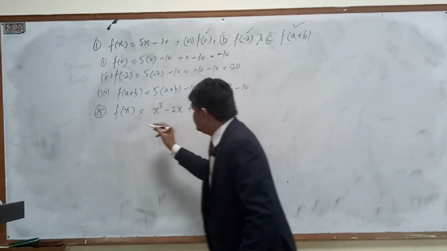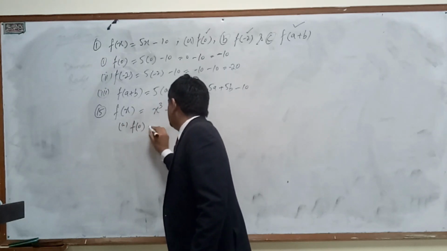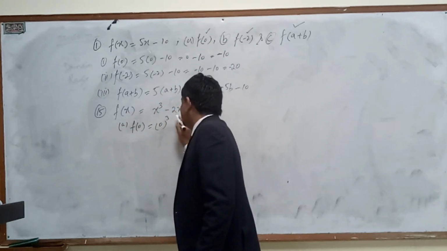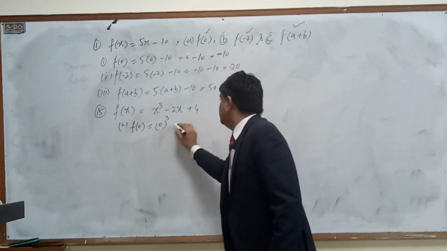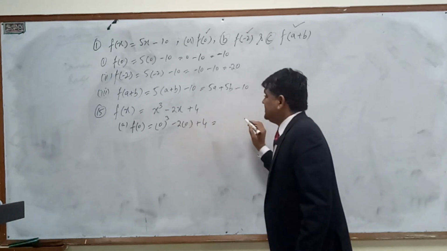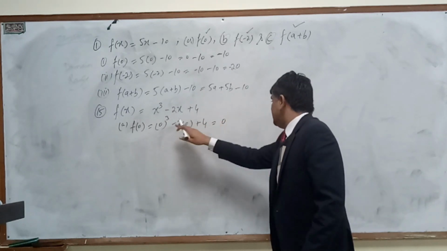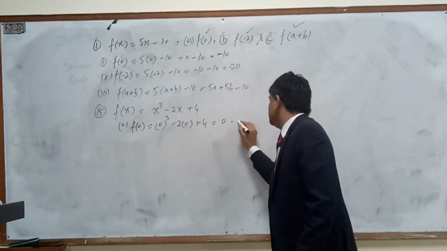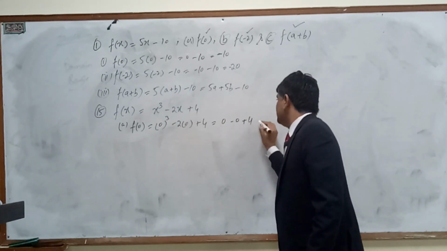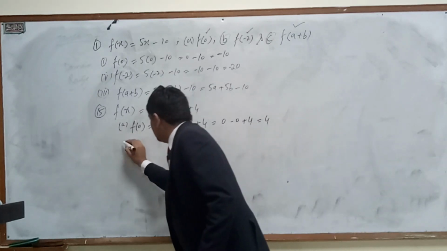We can simplify part A. What is part A? f of 0 is 0 raised to power 3, minus 2 into 0, plus 4. Anything having power, 0 with any power is equal to 0. So 0 minus 0 plus 4 is equal to 4. Then we can solve part B.